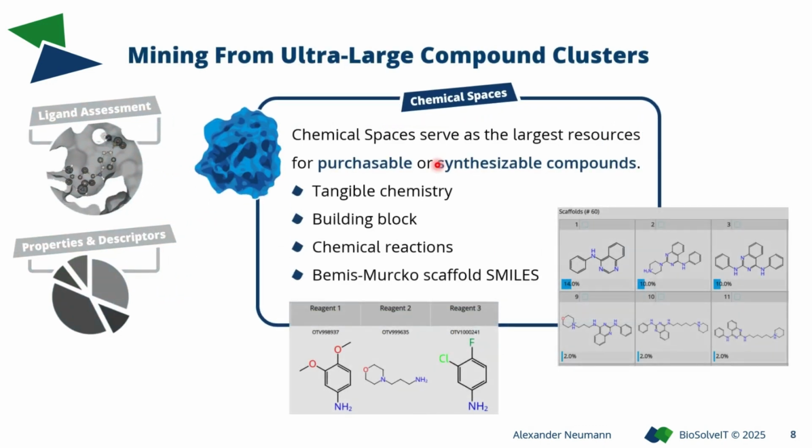So in regards to chemical spaces, chemical spaces are the largest source for compounds, namely for those that are tangible, that are accessible, which means that you either can purchase them or synthesize those compounds. Chemical spaces can provide you with data in regards to tangible chemistry, so molecules, but not only, you can also extract building blocks that are used in the generation of the molecules.